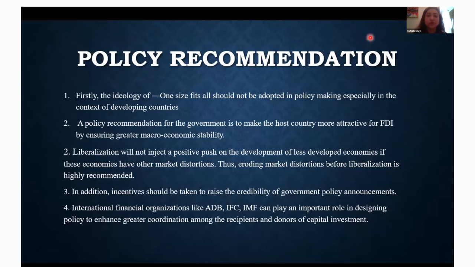Okay. I'm just going to go through our second policy. That's it. So basically, as we have seen, the regions are differently affected. Another policy would be to erode all kinds of imperfections from the economies that the developing countries are facing, and then try to attract more foreign capital flow by implementing more capital policies.